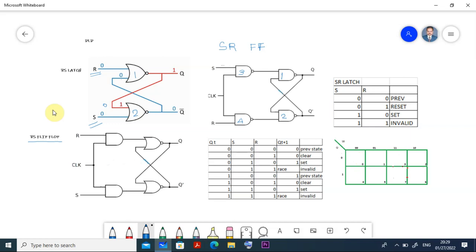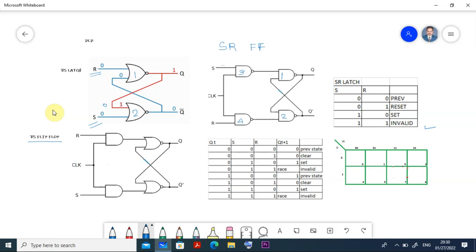If S is equal to 0 and R is equal to 1, R is reset. So when R is equal to 1, it will reset. What is reset? The Q value will be made 0. You got it now? And when S is equal to 1 and R is 0, it will set. That means the Q value will become 1 here. Are you following me? And when both S and R are equal to 1, the racing condition becomes invalid. If you remember these things, the same principle will be used. So the SR latch is the basic flip-flop.